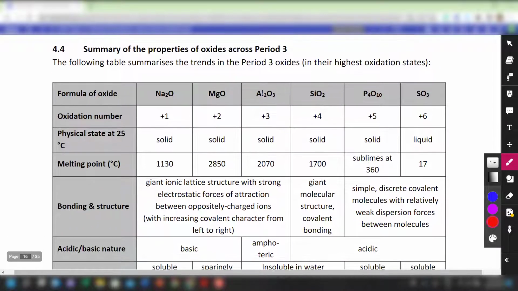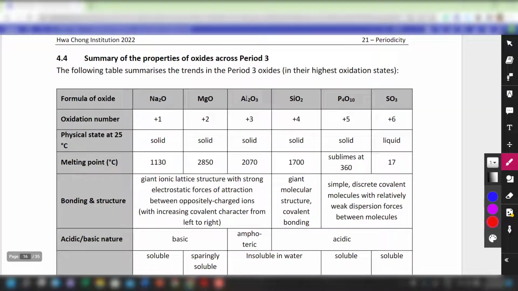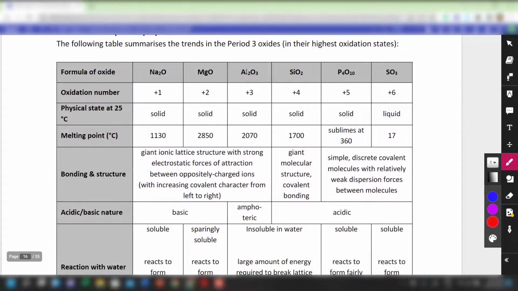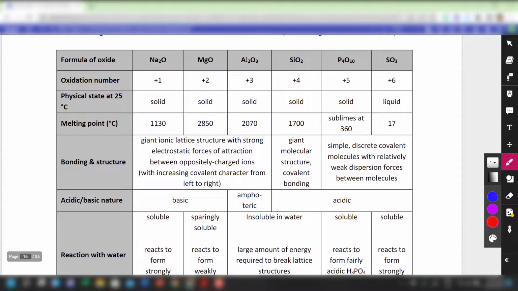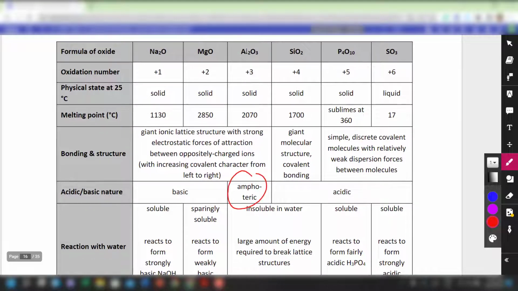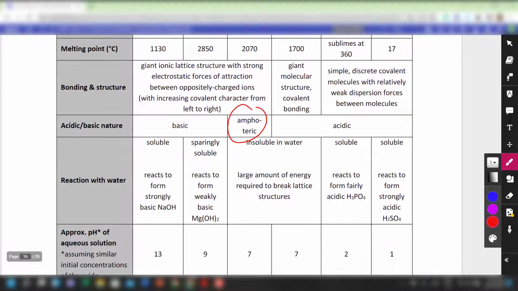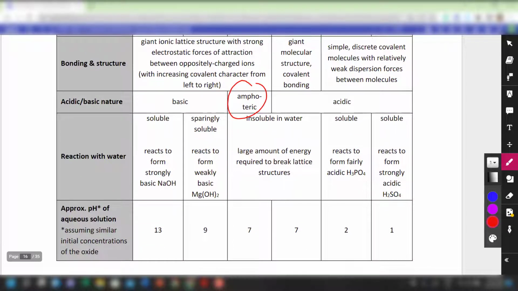In 4.4, we have the summary of the properties of oxides across the period. I don't think I will go into details, please go through them on your own. But do remember that our good friend, which smacks right in the middle, is Al2O3. It shows amphoteric behavior. No need to memorize the balanced equation. You can simply derive them as you work through your tutorial problems.